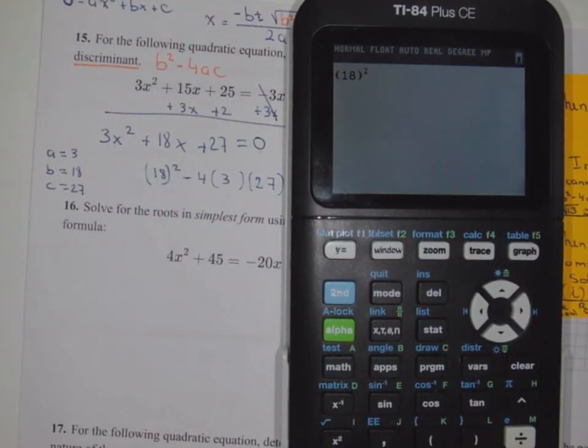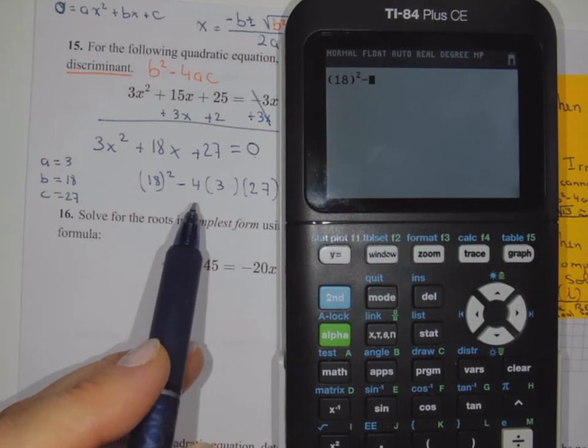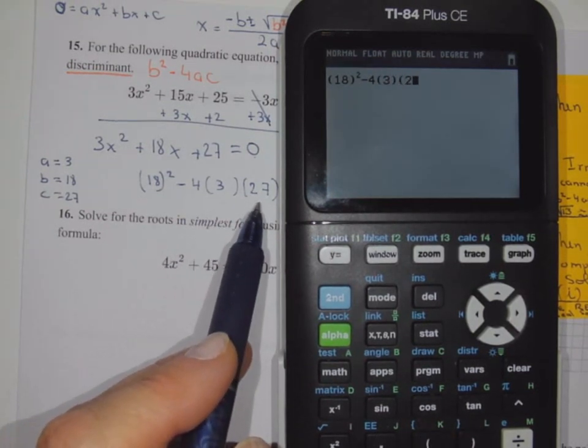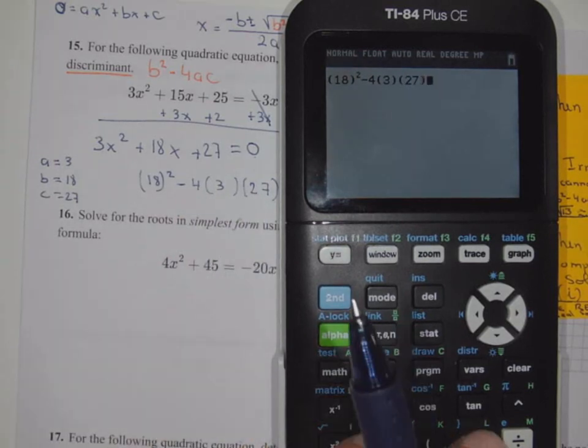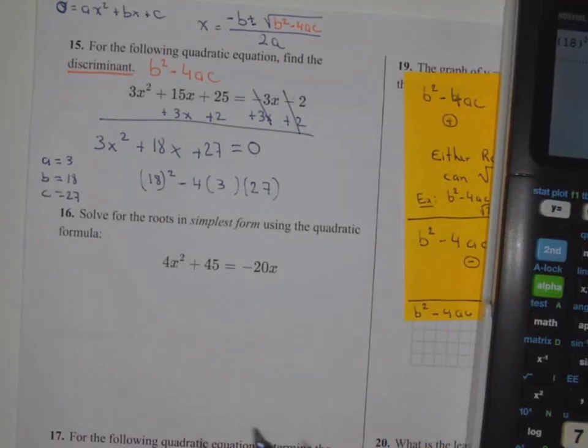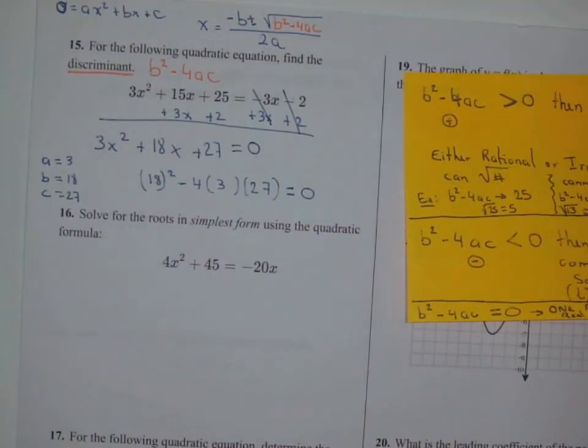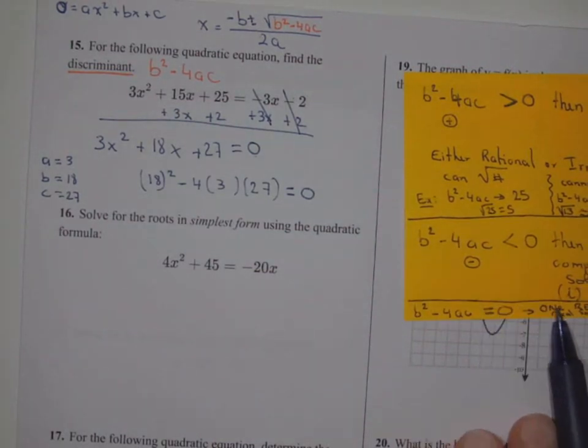18, and I'm going to square that. And then I want minus 4 times 3. Notice how like I told you, I put that all in parentheses just to be safe, so I don't have any issues with negative numbers in order of operations. Enter, and the answer is 0. Oh, lo and behold, we have a 0. And remember what we said, if this is 0, we're going to end up with one repeated real solution, right?